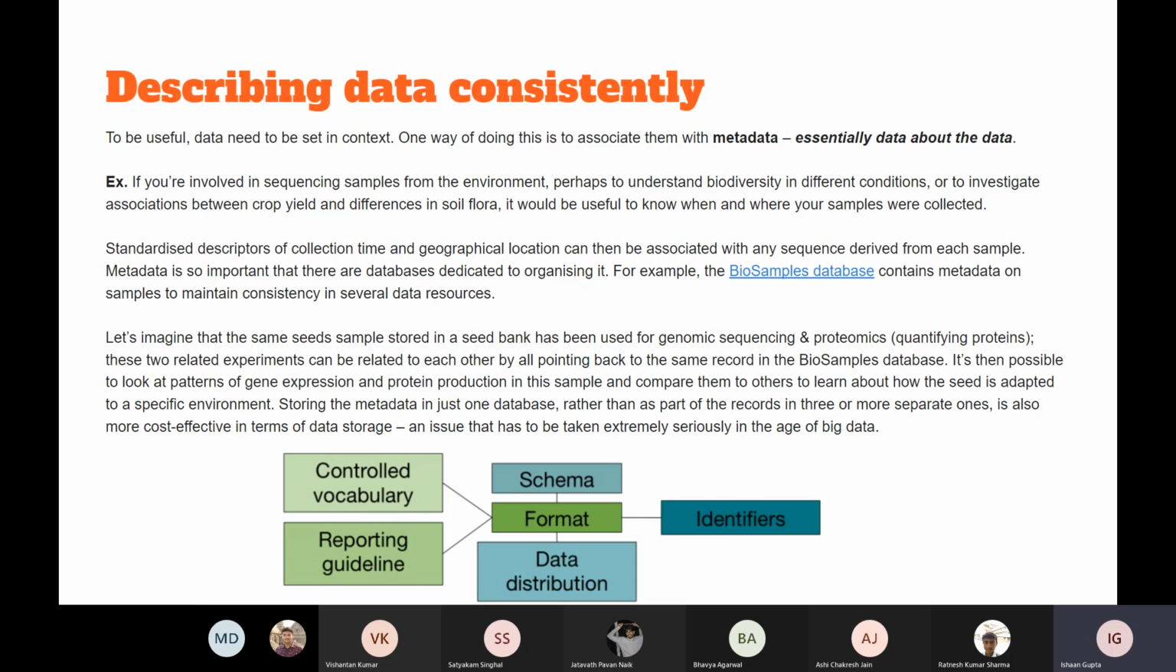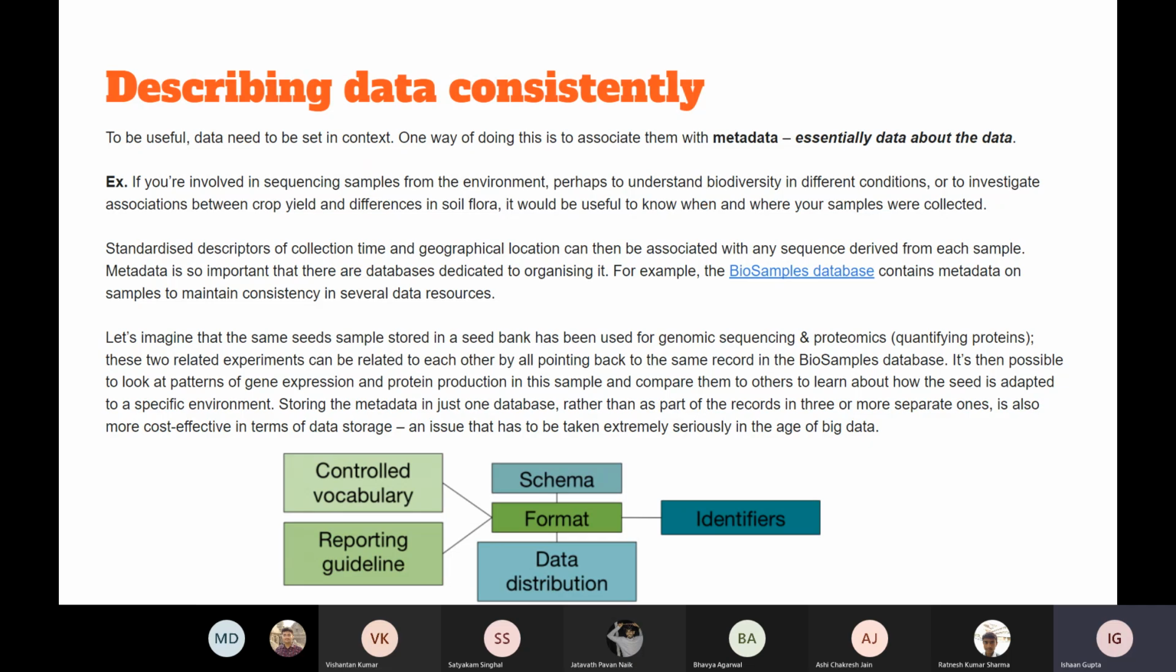So first is describing data consistently. For your data to be useful in one set of context, the metadata that you have should be done in a proper way. So for example, if you're involved in sequencing samples from an environment, perhaps to understand the biodiversity in different conditions, or to investigate associations between crop yields and differences in soil flora. For example, Professor Shilpi Sharma in our department does something like this. It would be useful to know when and where you collected the samples, right?